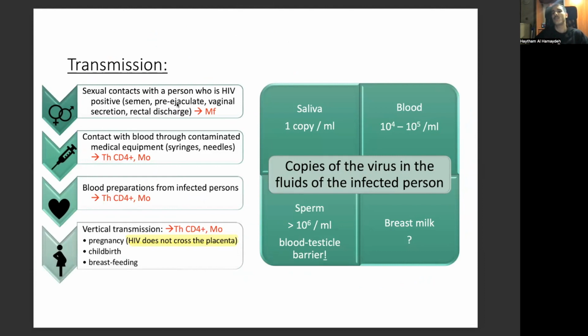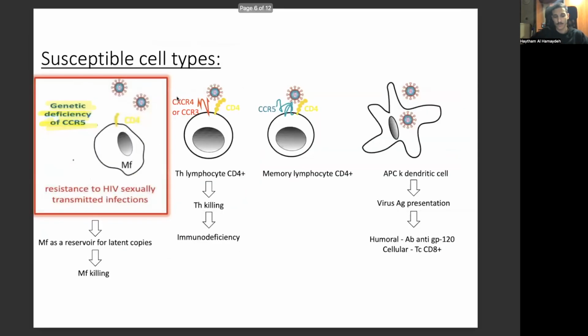The counts of HIV within the bodily fluids can be found in sperm, 10 to the power of 6, the most, then the blood, 10 to the power of 4 to 10 to the power of 5, then it can be found in the saliva, about 1 copy, and then finally very low in the breast milk.